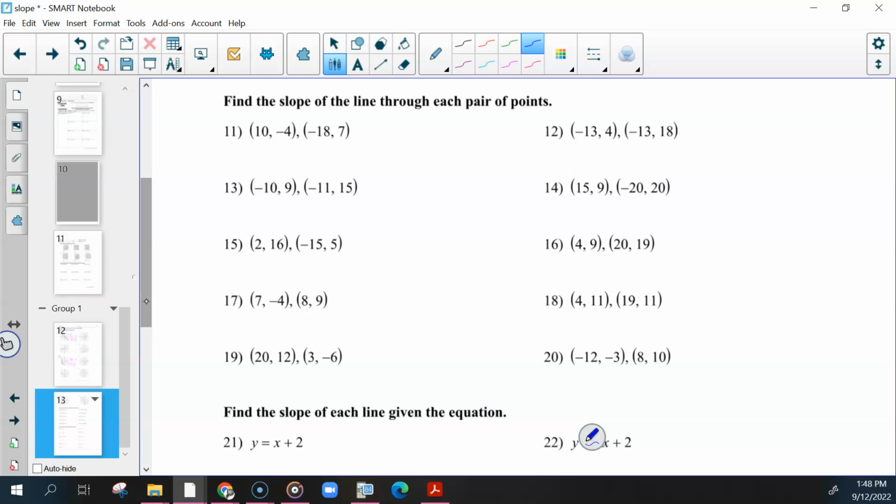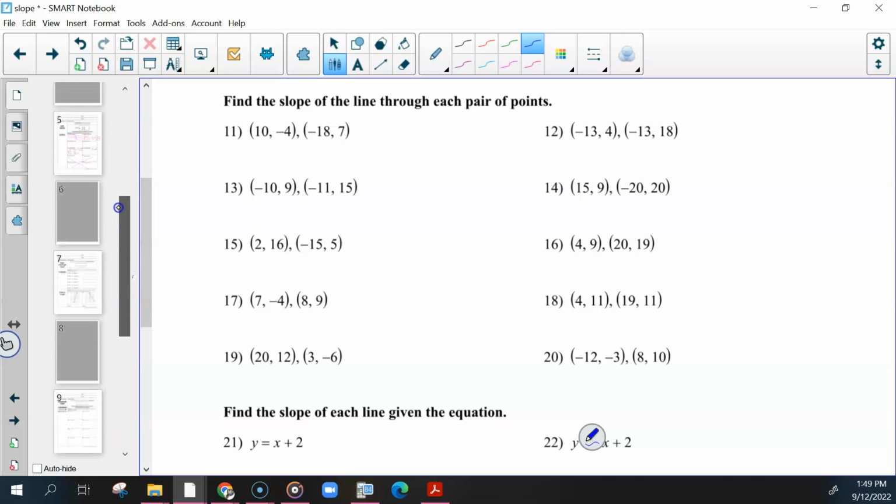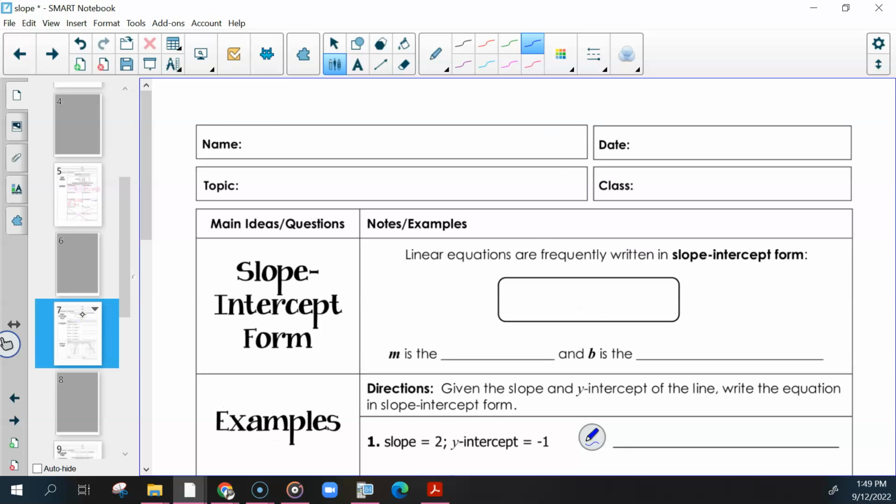I'm going to ask you 2 questions. 1, how do you feel about finding slope from a graph? Good, okay, not good? And then finding slope from 2 points? Good, okay, not good. So, I haven't heard any questions, so we're going to move on to the next piece.